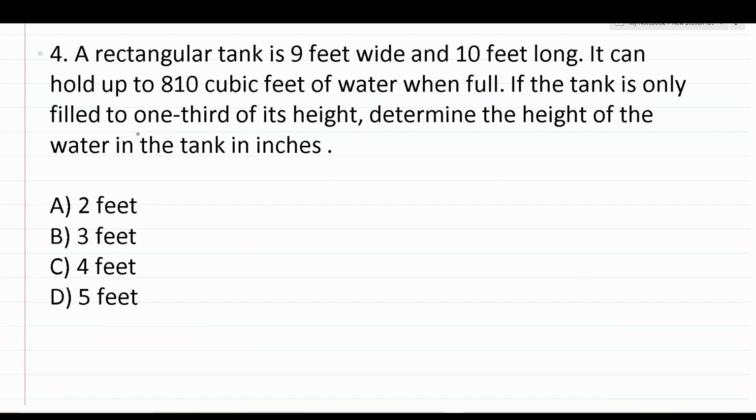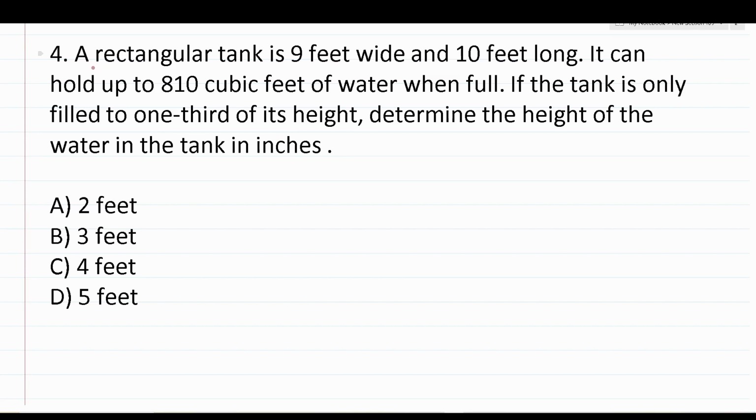All right, so number 4 says this. A rectangular tank is 9 feet wide and 10 feet long. It can hold up to 810 cubic feet of water when full. If the tank is only filled to 1/3 of its height, determine the height of the water in the tank in inches. All right, so in this case, we're working with another rectangular tank.